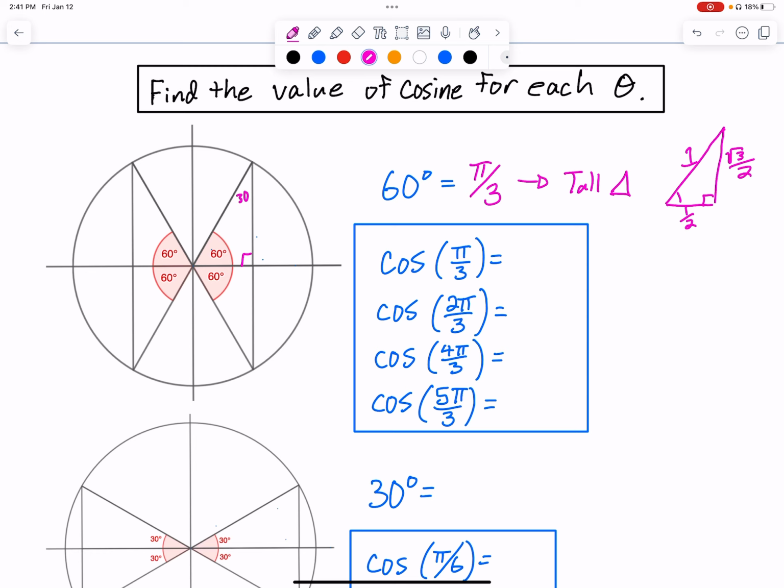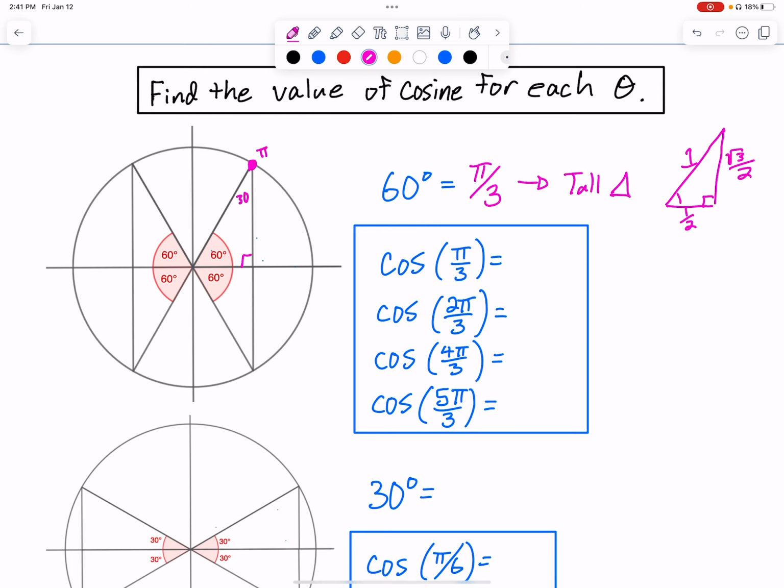Okay, cosine of pi over 3, it's right here. Well, if it is the tall triangle, then I know that this side right here is 1/2, and we know this side's 1, and this side's radical 3 over 2. So if cosine is just x, then in this case, cosine of pi over 3 is just 1/2. Now, we go to our next angle. This is 2 pi over 3. And if I go all the way over there, I still get the same exact triangle. That's the beauty of this.